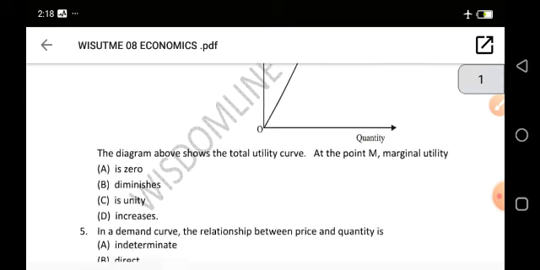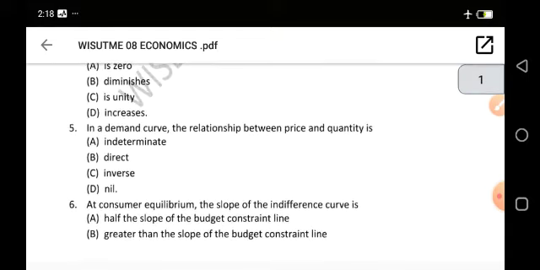That will take us to question 5. In a demand curve, the relationship between price and quantity is.